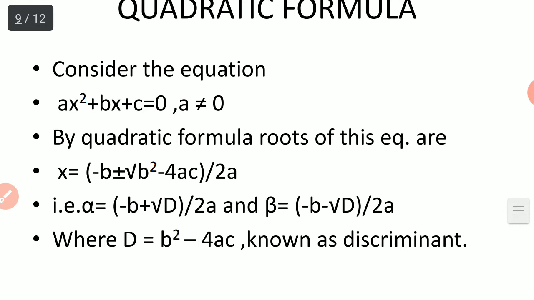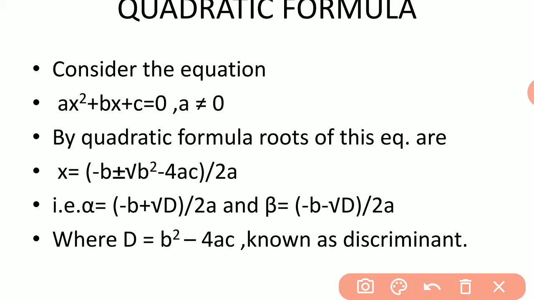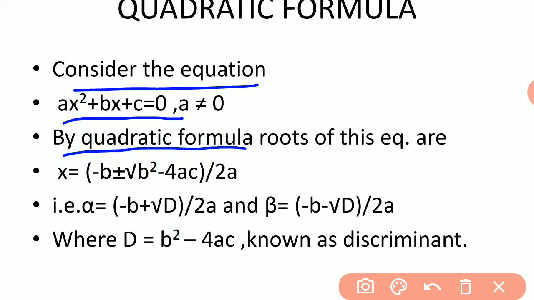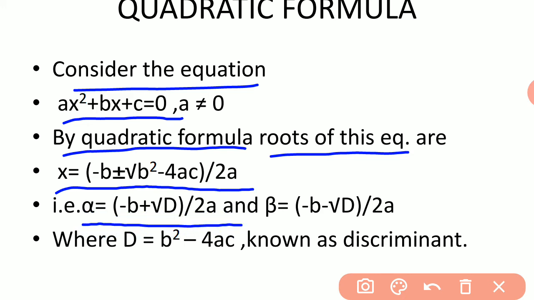Quadratic formula. Consider the equation ax² + bx + c = 0. By the quadratic formula, the roots of this equation are x = (-b ± √(b² - 4ac))/2a, that is, one root alpha = (-b + √D)/2a, and second beta = (-b - √D)/2a.